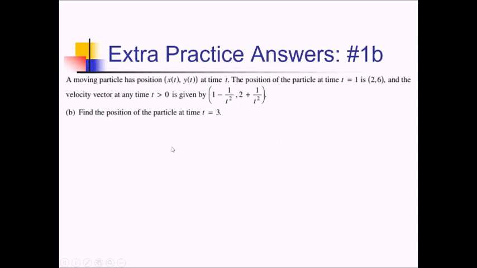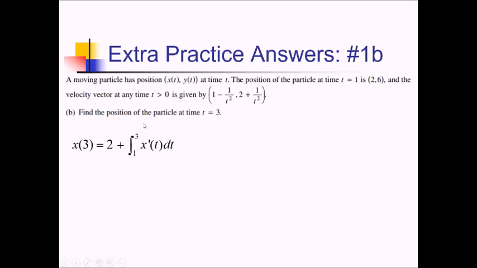For this part, we want the position of our particle at time 3. So we're going to have to find the x and the y separately. Each of these I'm just going to use the fundamental theorem. So for x of 3, we have our initial x value of 2, plus the integral from 1 to 3, because I started at time 1 and I'm going to time 3, of x prime of t dt, the change in x.